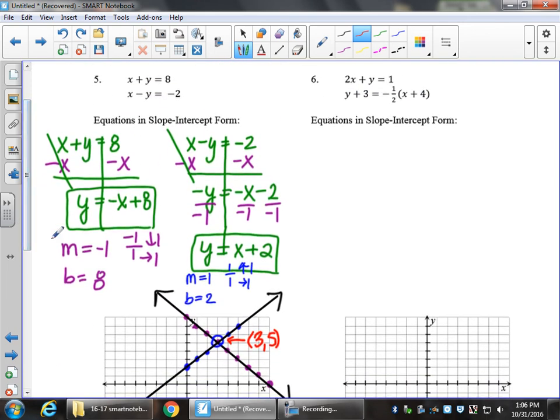Same idea for number 6. I check, nowhere near having slope-intercept form, so we're going to take them and write them down here and solve. So 2x plus y equals 1. Let's do this one first. Go ahead and pause. You solve it, and then we'll compare answers.